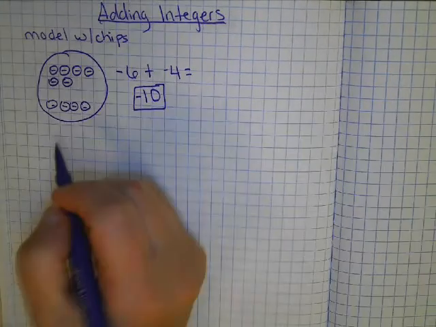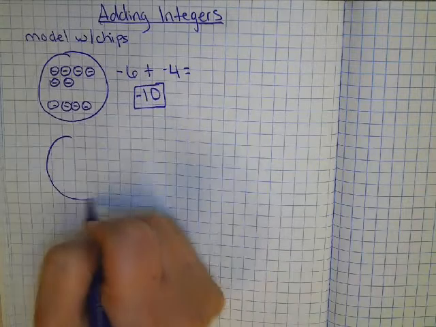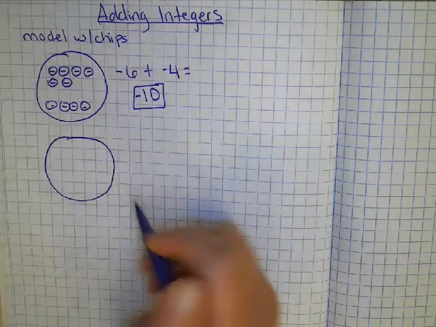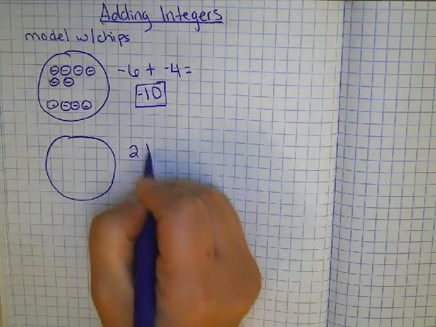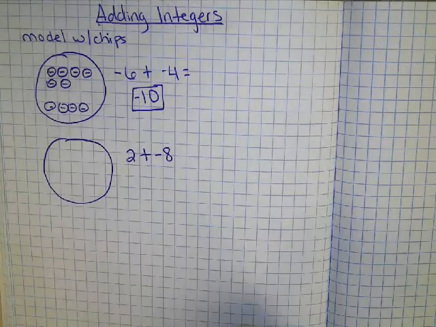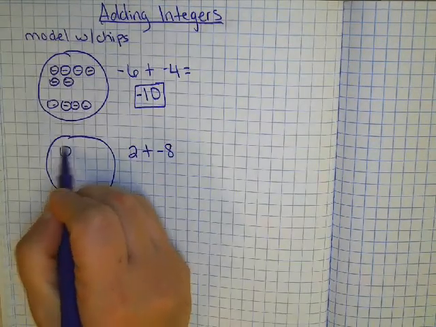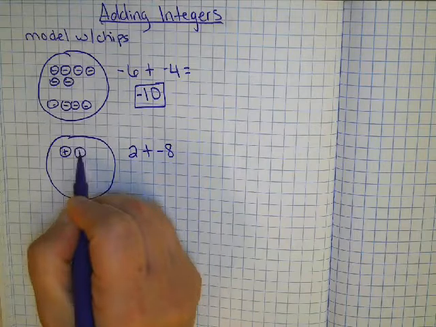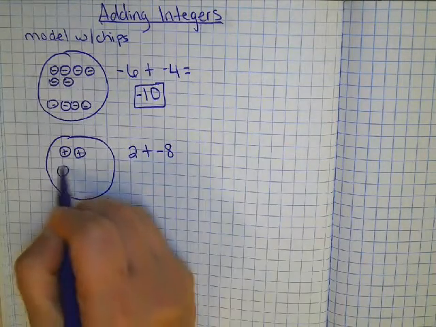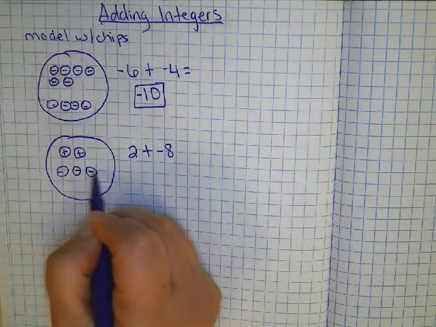Let's do another model with chips. And we're going to do 2 plus -8. So I'm going to start with 2 positives, and I'm going to add to my bowl 8 negatives.